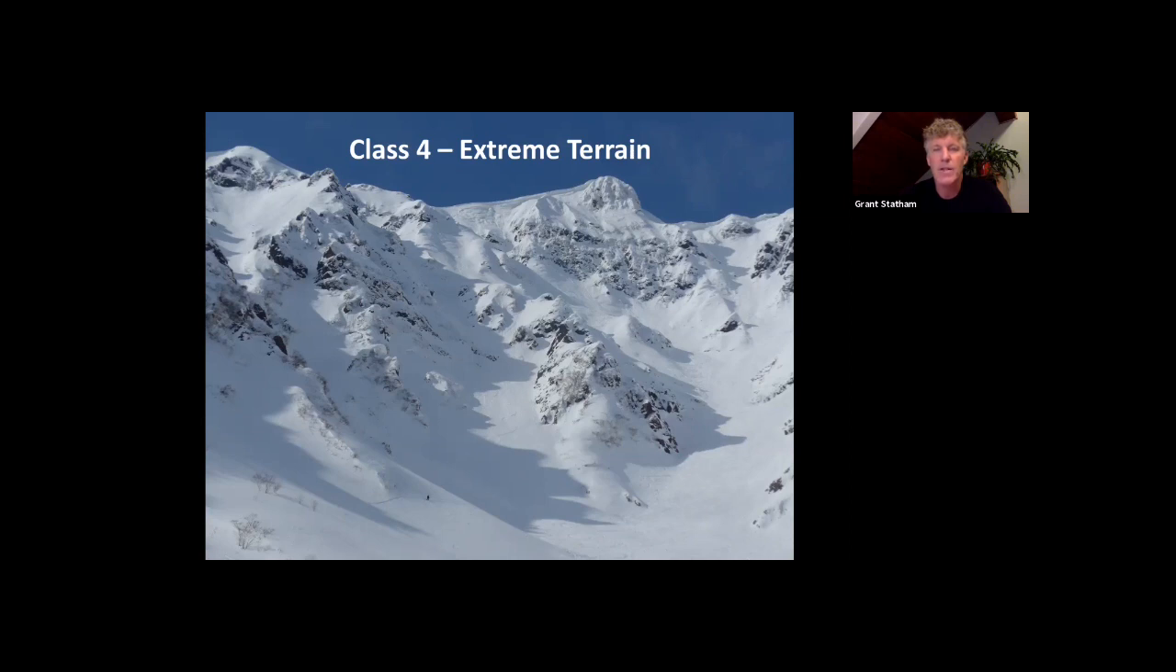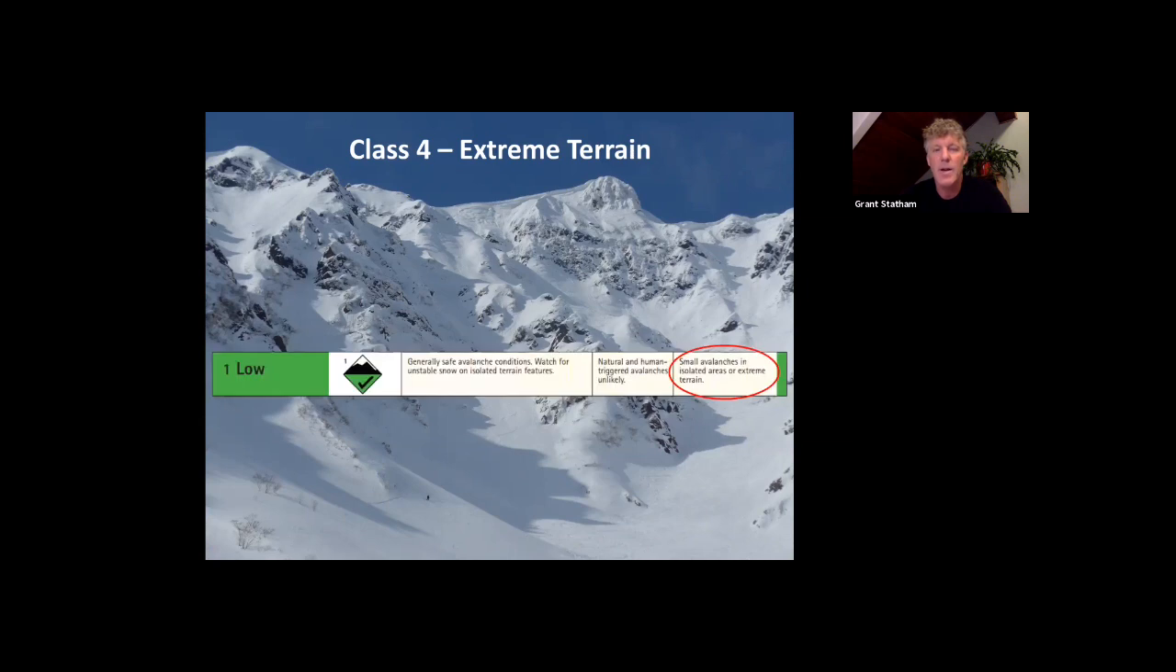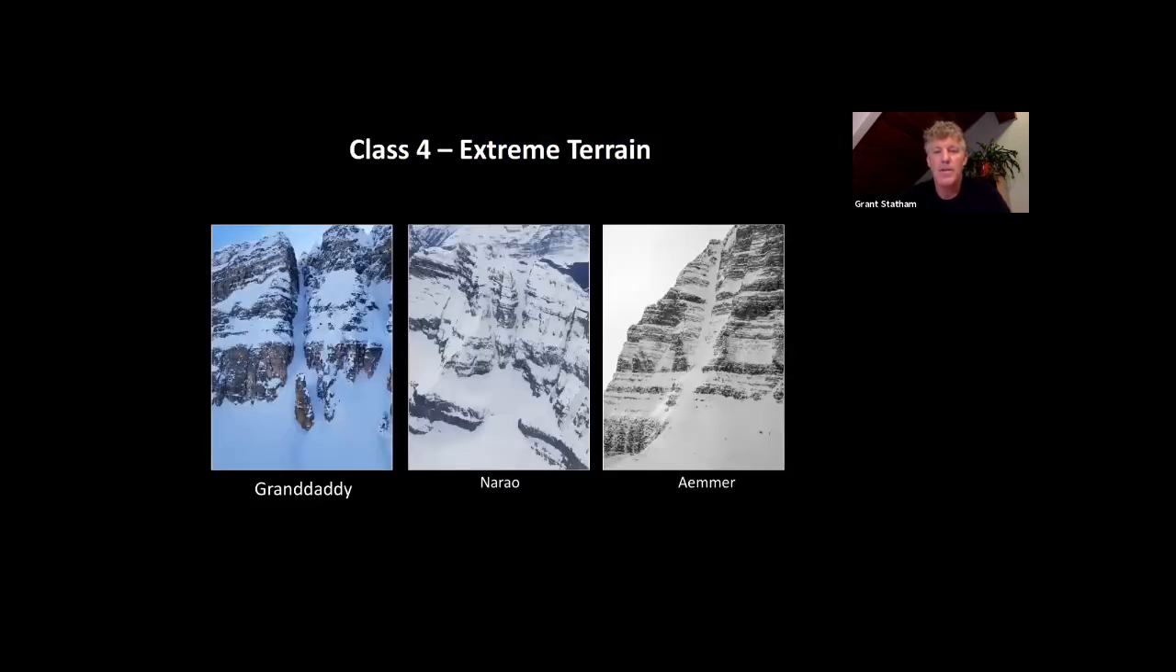The language we've used here, extreme terrain, is not new. It's been used sort of in the vernacular for years. You can see here on the right, small avalanches in isolated areas or extreme terrain. That comes from the danger scale, where we've talked about extreme terrain for the last 10 or 15 years as well. This is an example of some of the terrain in our park, which we will classify as extreme terrain that's getting a ton of traffic.